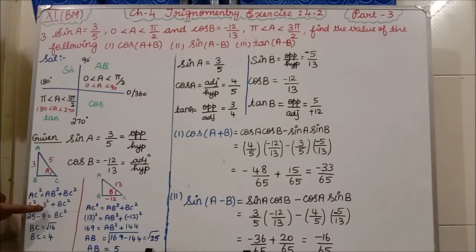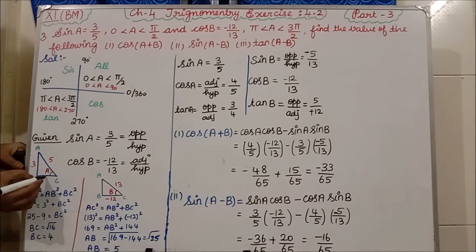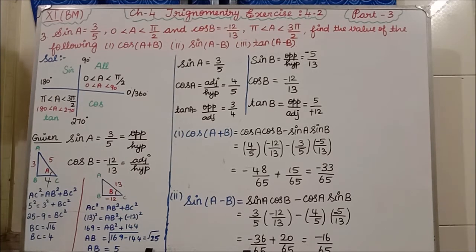Then 3 square, if you take this side, minus 9 equal to BC square. 25 minus 9 is 16. If you take square root, we are getting BC equal to 4. That is the value we are getting here, 4. Clear? Now we have got the BC value as 4.